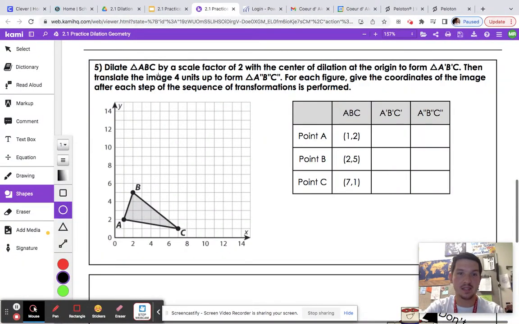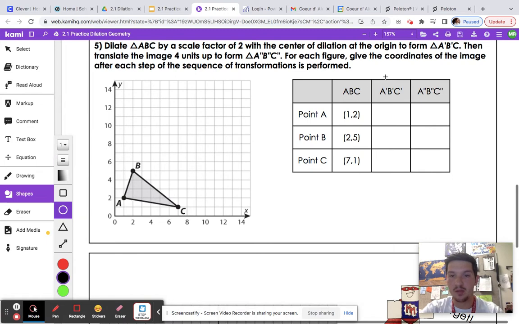Dilate ABC by a scale factor of 2 with the center of dilation at the origin to form A'B'C', then translate the image 4 units up to form A''B''C''. Just know that for dilation, we're just going to multiply each point by our scale factor. So 1 times 2 is 2, 2 times 2 is 4, and then you'll do our rule for translation.